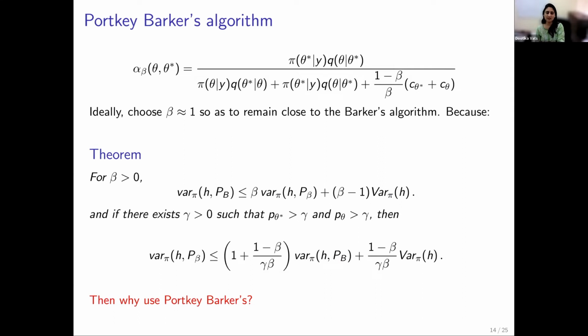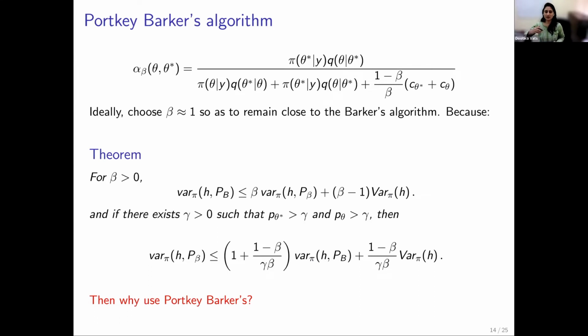But in case p theta star and p theta are bounded away from 0 as a function of gamma, so both are greater than gamma, then we can bound above our limiting variance from Portkey as less than or equal to a constant times Barker's. And this constant is the smallest when beta is equal to 1. And so that's really why we want beta to be as close to 1 as possible.